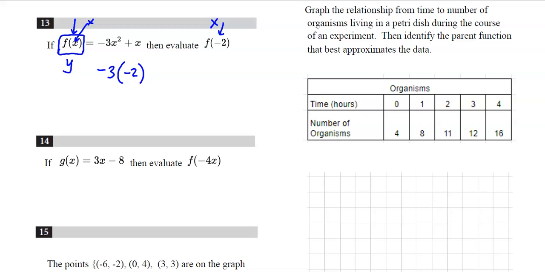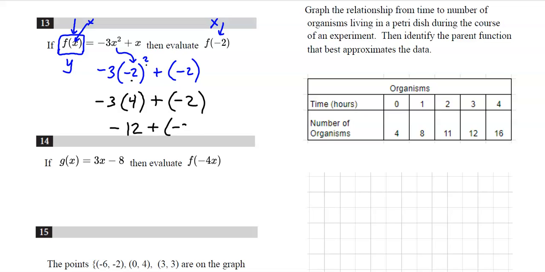So I stick negative 2 in place of x. I got to stick negative 2 in place of that x. And now I have to follow the order of operations. Do exponents first. A negative 2 squared is 4. Got to bring everything else down. Negative 3 times 4 is negative 12. Add that to a negative 2. Gives you a grand total of negative 14. So I would write that as f of negative 2 equals negative 14.